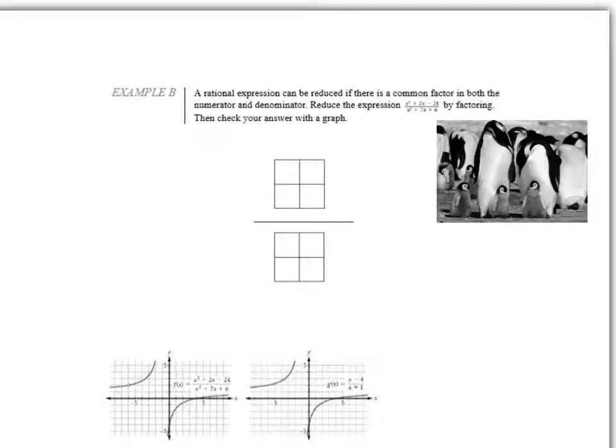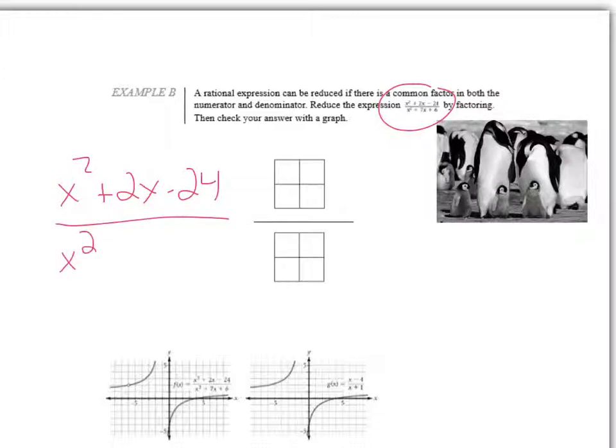The second part of 9-4 is simplifying rational expressions. So we're going to use some sneaky squares to do that. In this problem right here, we have x squared plus 2x minus 24 over x squared plus 7x plus 6. And we're going to use sneaky squares to figure that out. So up here I have x squared, and then I have negative 24. And I'm going to try and figure out what times what makes negative 24 that adds up to 2.